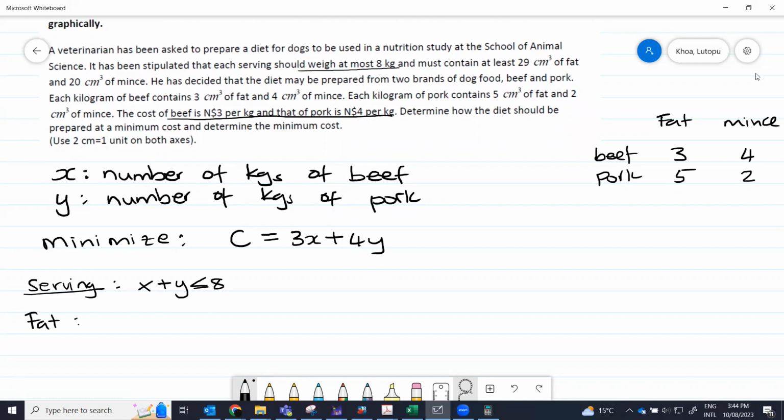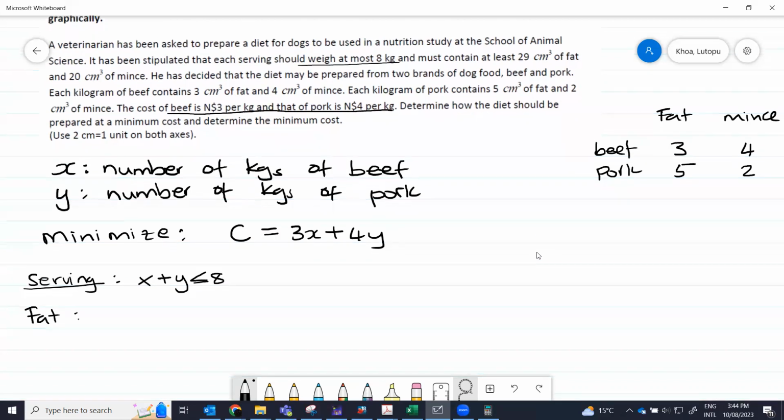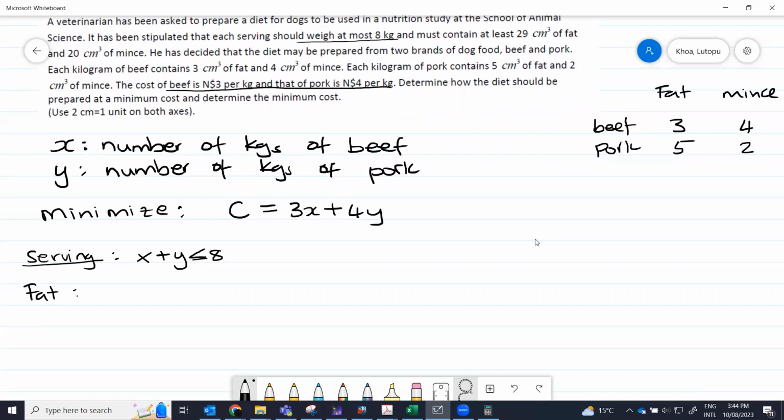Okay, now we have a restriction on the fat. What is the restriction? That it should be at least 29. So at least means that is the smallest amount. And what we do is we say 3 centimeters cubed of fat multiplied by how many you are given. So this is per kilogram. In 1 kilogram, there's 3. So how many kilograms of beef are you giving? x, so 3 times x plus the fat from the pork, 5 times y. This must be at least, so that means it must be greater than or equal to 29.